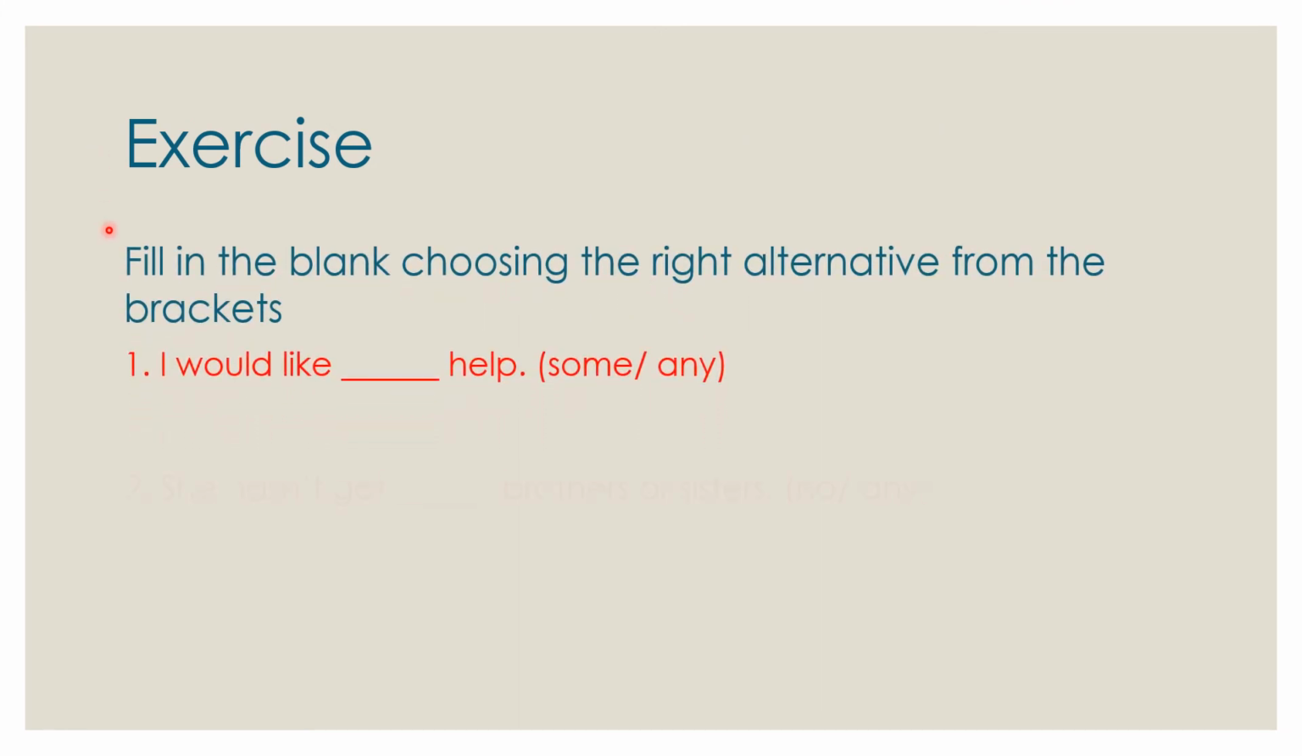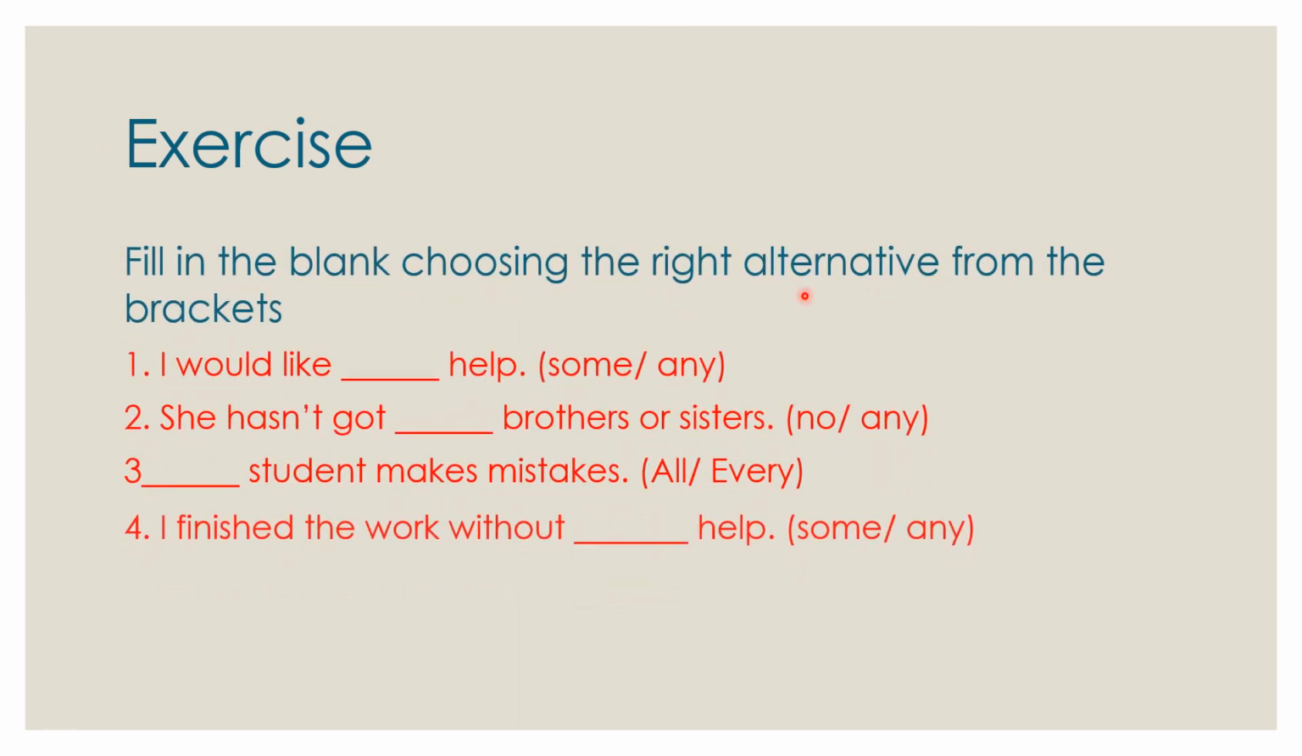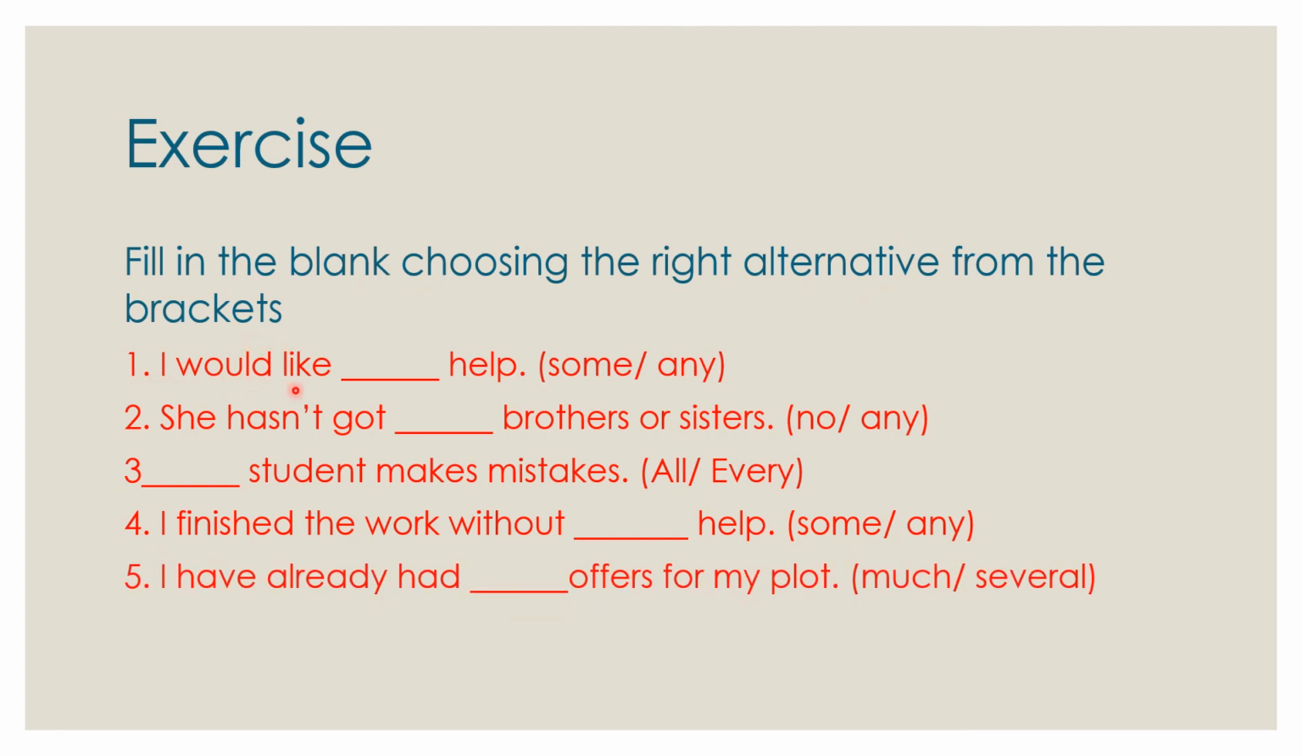Let's do another exercise. Fill in the blank choosing the right alternative from the brackets. The first one, I would like dash help. There are 2 alternatives, some, any. The right alternative is: I would like some help. Second sentence, she hasn't got dash brothers or sisters. Some, any is given. So the right alternative is: she hasn't got any brothers or sisters. The third sentence, dash student makes mistakes. All, every is given. So the right alternative is: every student makes mistakes. Fourth sentence, I finished the work without dash help. Some, any. So the right alternative is: I finished the work without any help.